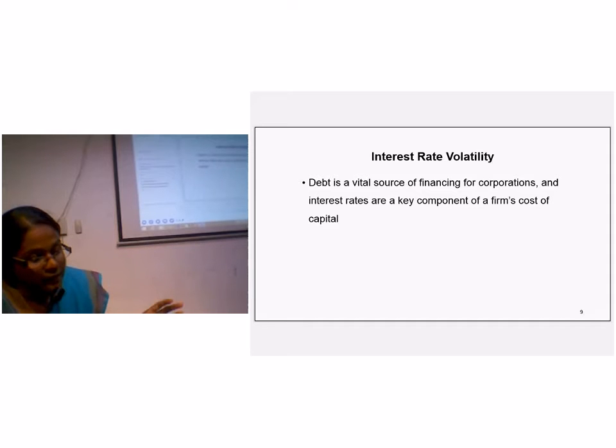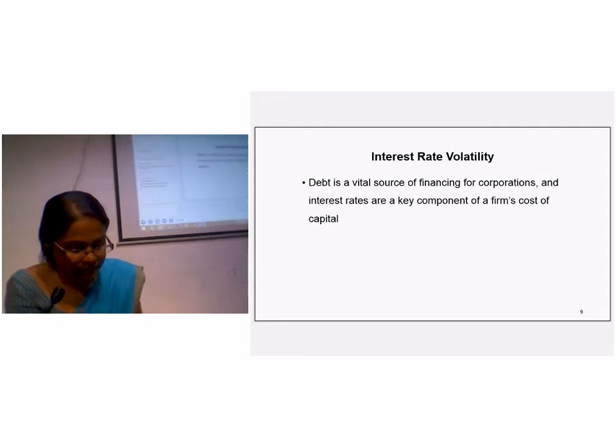Now here, key component of a firm's cost of capital, right? Hope you can remember how we calculate the cost of capital of a firm when we are using both equity and debt. What is that equation? Imagine in our capital structure we have both debt and equity. In that case, how do we calculate the cost of capital? Can you remember? WACC, right? Hope you can remember the equation.